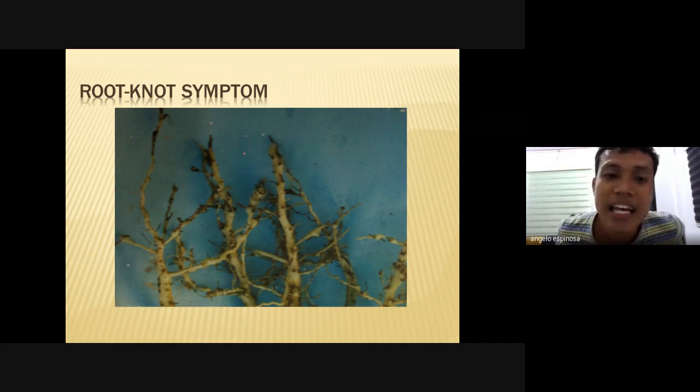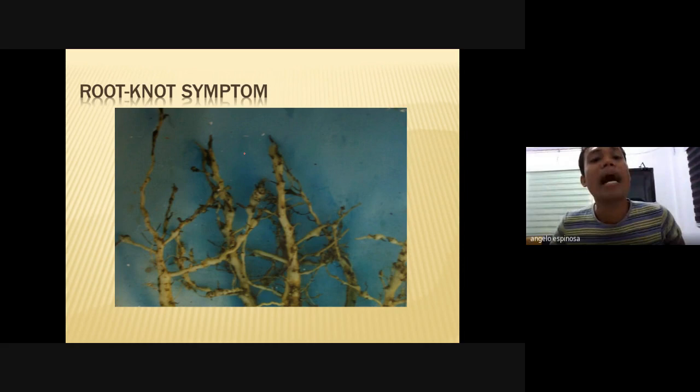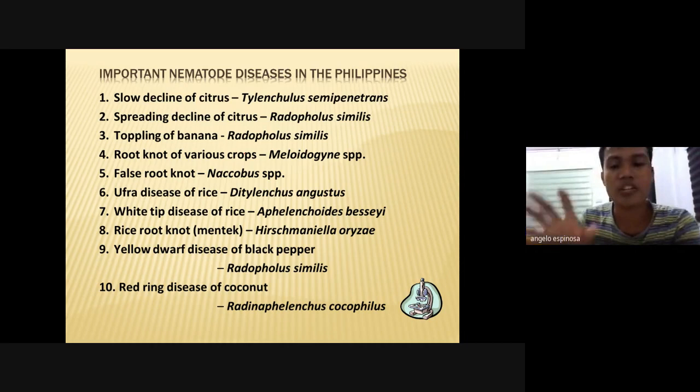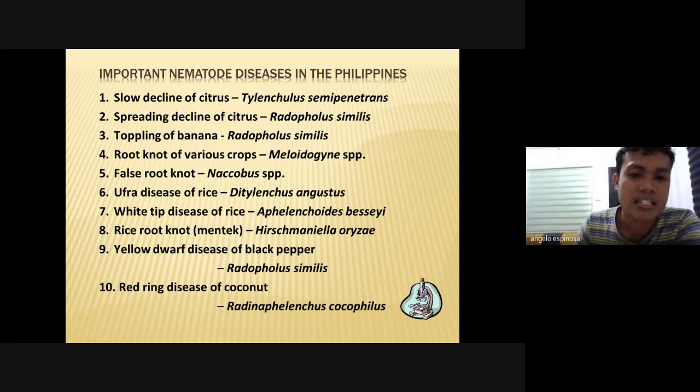It is because of the ectoparasites. That is because of the sedentary ectoparasites, since they are on the surface, they also eat the root hairs. So these are the important nematode diseases in the plant. I'm not reading this. I want you to screenshot this because 100% it will come out in your post-test this coming Saturday.